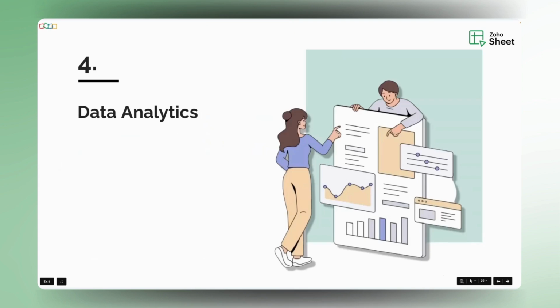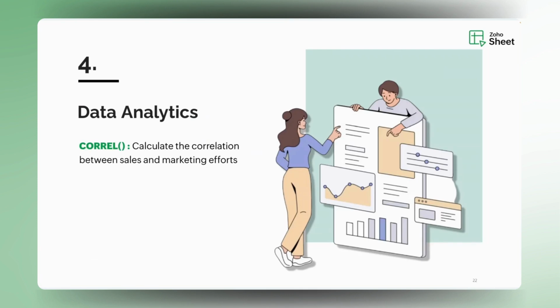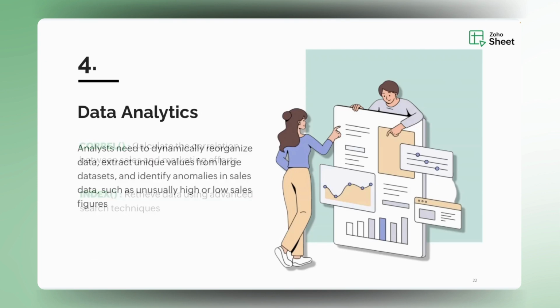Now let's move on to another important use case, data analytics. So in part 1 of the webinar, we covered some functions like the correlation function, which calculates the Pearson correlation coefficient between two data sets. Then the index function, which retrieves a value from the variable based on a row or column number that you specify. Now, the data analyst teams need to dynamically reorganize data, extract unique values from large data sets, and identify anomalies in sales data such as unusually high or low sales figures. So Balaji, could you walk us through the advanced functions that will help the data analytics team?